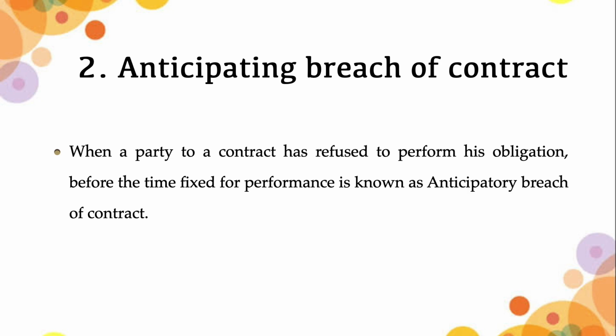Next month I have to supply, but now only I am telling I will not supply the goods. I refuse to supply the goods. Is that clear? So this situation is called anticipatory breach of contract. Why is it called anticipatory? Because it is yet to be performed. The date is yet to be fulfilled. The obligation is yet to be fulfilled. Is that clear to all of you?